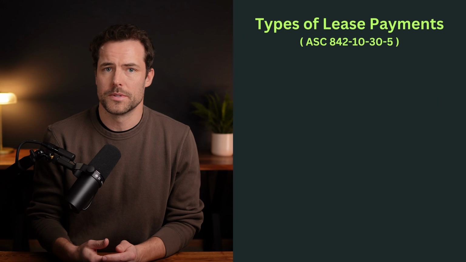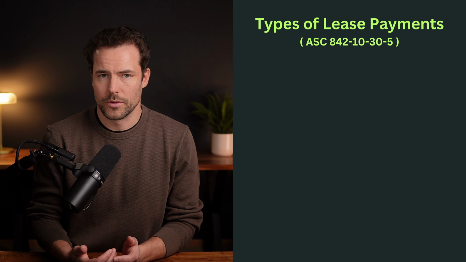The first thing we need to understand is what makes up our lease payments. ASC 842 goes into a lot of detail on this, and we'll walk through each piece together. After that, we need to look at the discount rate we'll use to calculate the present value. Once we understand those two elements, we'll be ready to calculate the lease liability. So first, what exactly is a lease payment? ASC 842-10-30-5 lays this out clearly and lists 6 different types of payments that are included. Let's walk through each of them.